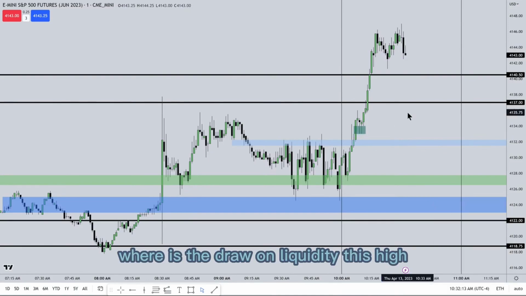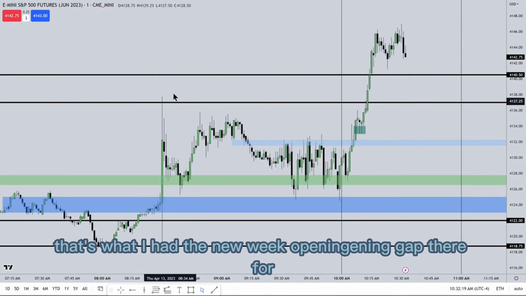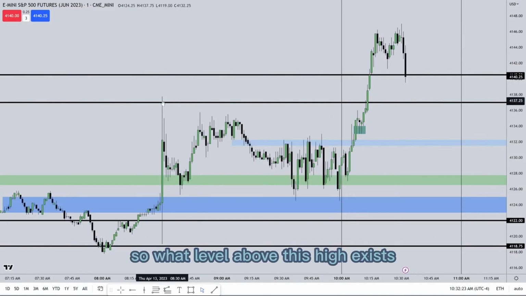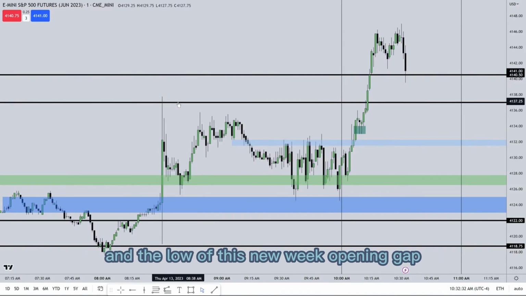Where's the draw on liquidity? This high. But if it's going to go above this high, Michael, where can it go? Well, that's what I have the new week opening gap there for. So what level above this high exists? The initial one right above that high would be consequent encroachment, which is the midpoint between the high of the old new week opening gap and the low of this new week opening gap.